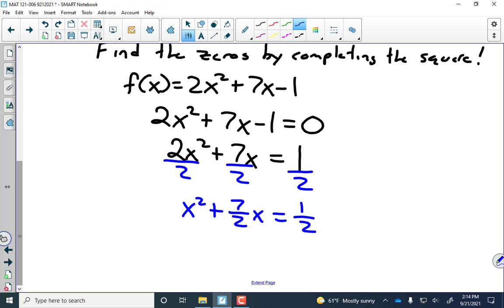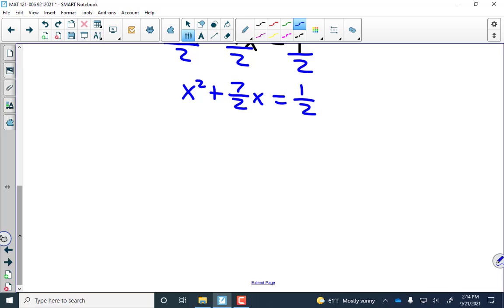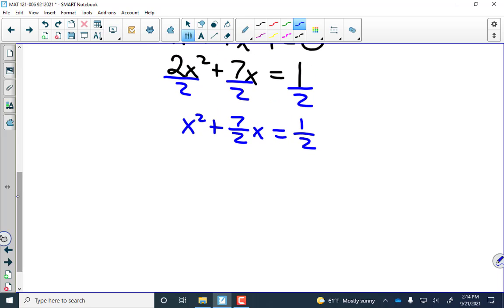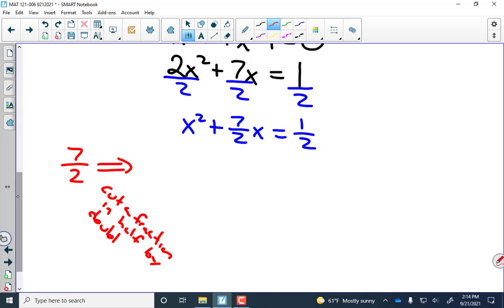The process for actually completing the square, everyone, and this is the big step right here, is you take the number in front of the x off to the side. What's the number that's in front of the x, everyone? 7 halves. 7 over 2. Here's a tip for everyone. Cut a fraction in half by doubling the denominator. If you're concerned with how you divide a fraction in half, you just double the denominator. So half of 7 halves is 7 fourths. That's pretty slick.